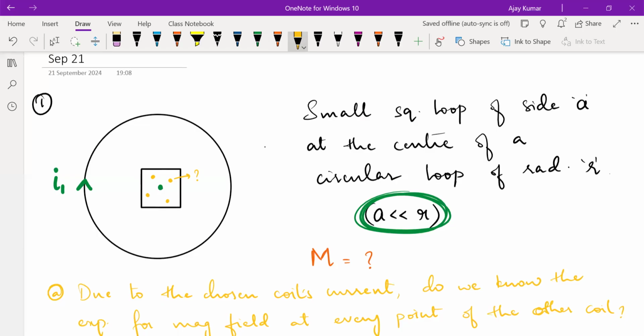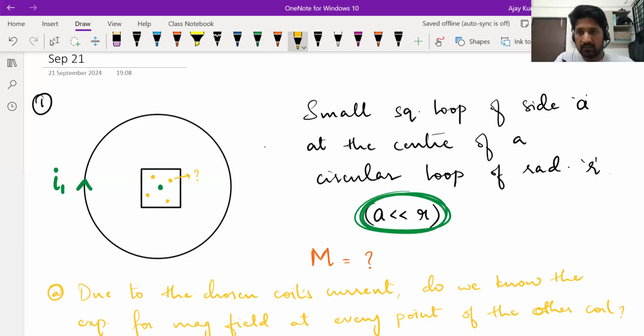Yes or no? Yes, sir. Then it won't serve the purpose. We should be able to calculate flux.